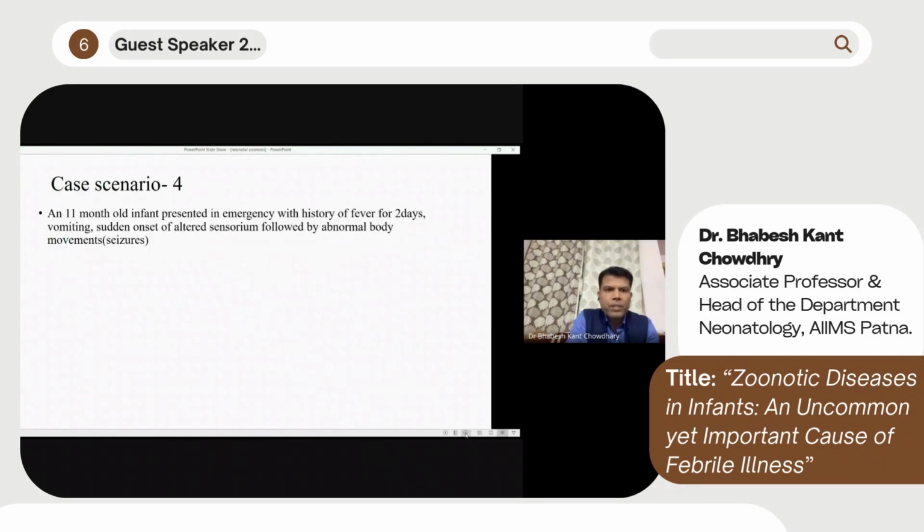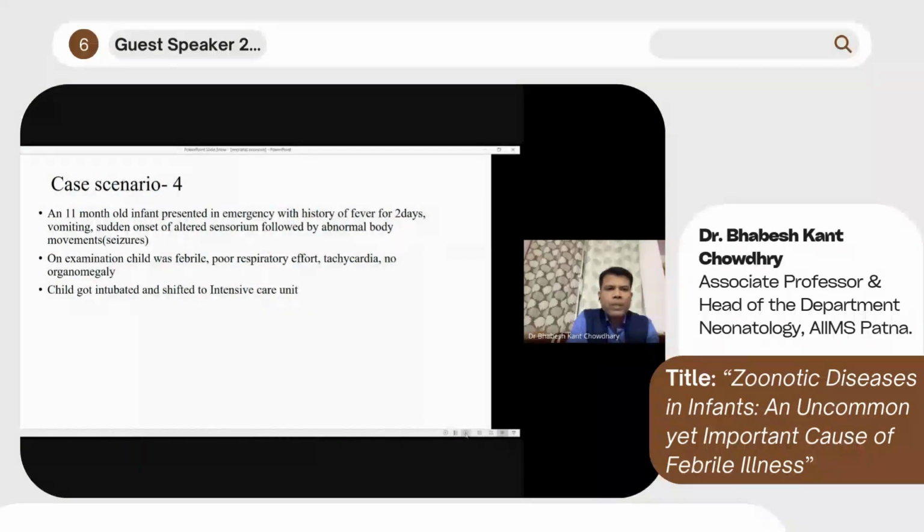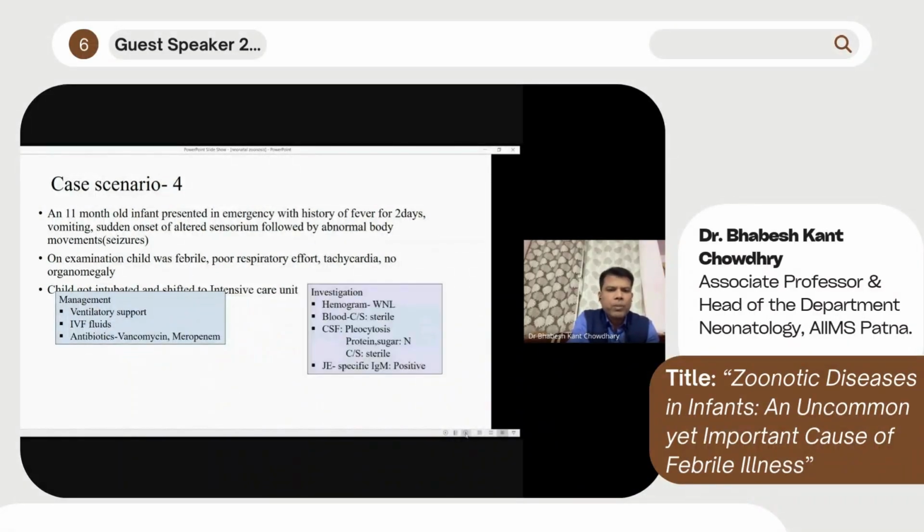This is an 11-month-old infant presented in emergency with history of fever for the last 2 days, vomiting, sudden onset of altered sensorium, followed by seizure and abnormal movement. Next slide. On examination, the child was febrile, with poor respiratory effort and tachycardia, no organomegaly. The child was intubated and shifted to the intensive care unit, where ventilatory support, IV fluid, and antibiotics were started, with vancomycin because of the unit protocol.